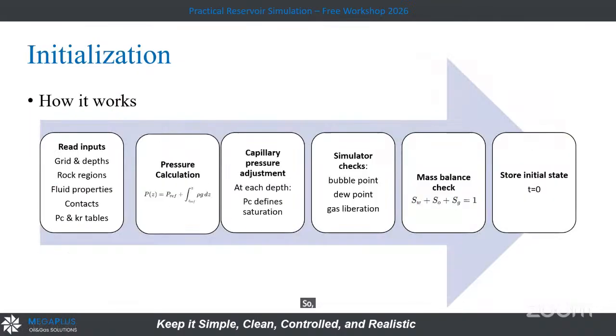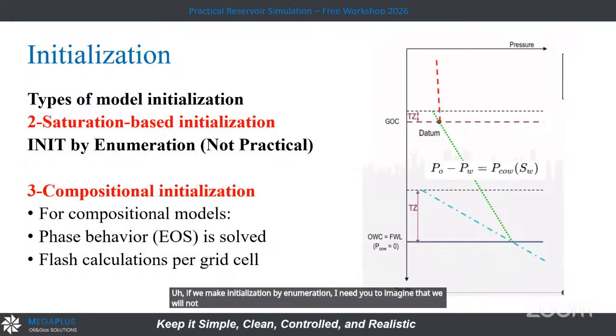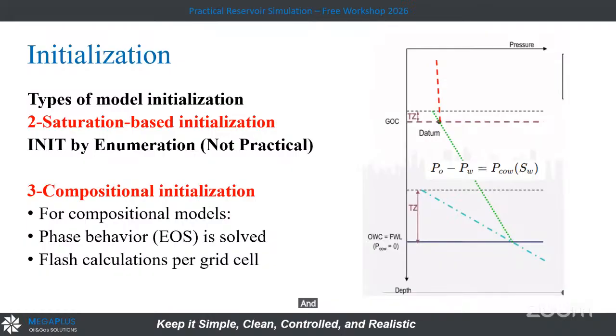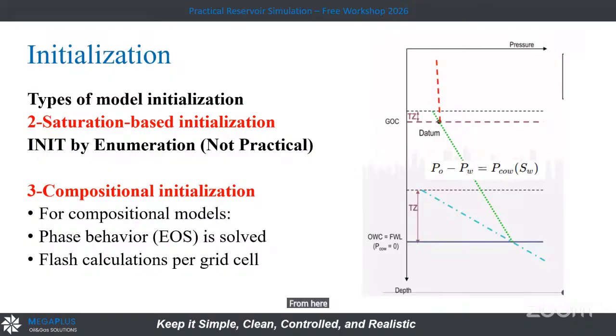So the second thing, if we make initialization by enumeration, I need you to imagine that we will not put the datum and make the model distribute itself. I will put the saturation of the static model in each cell and give a pressure, and this time you will never make it exactly 100% that the pressure will obey the gradient of the fluid saturation. From here, we will have a lot of errors, and the simulation will not run.